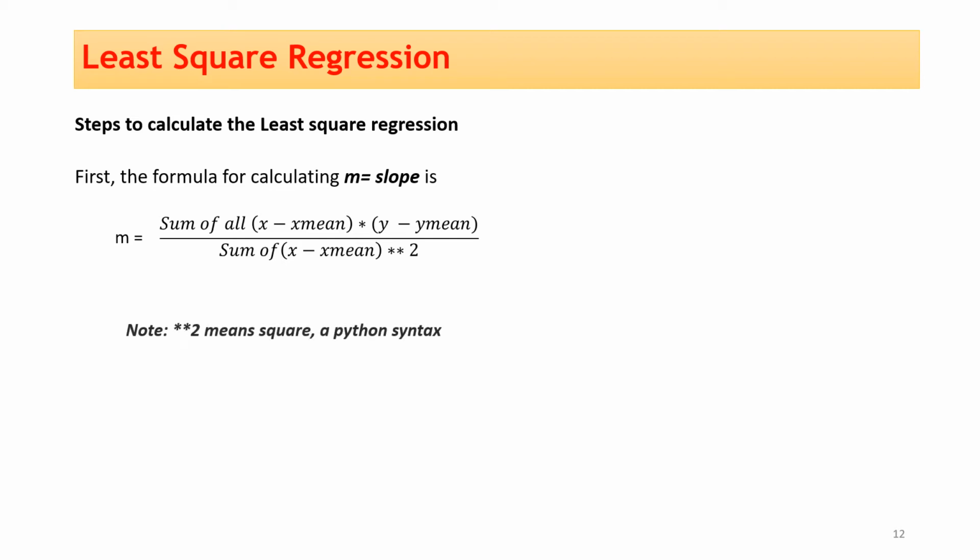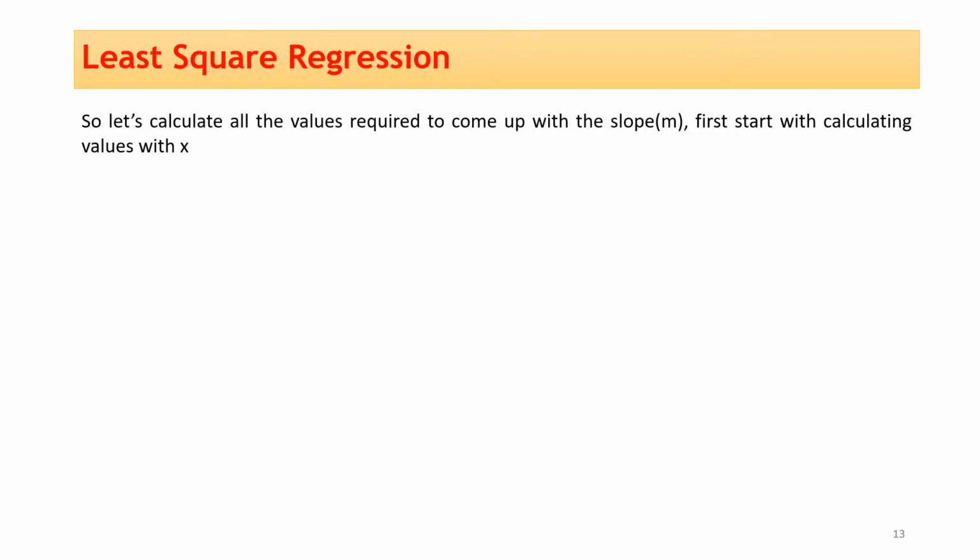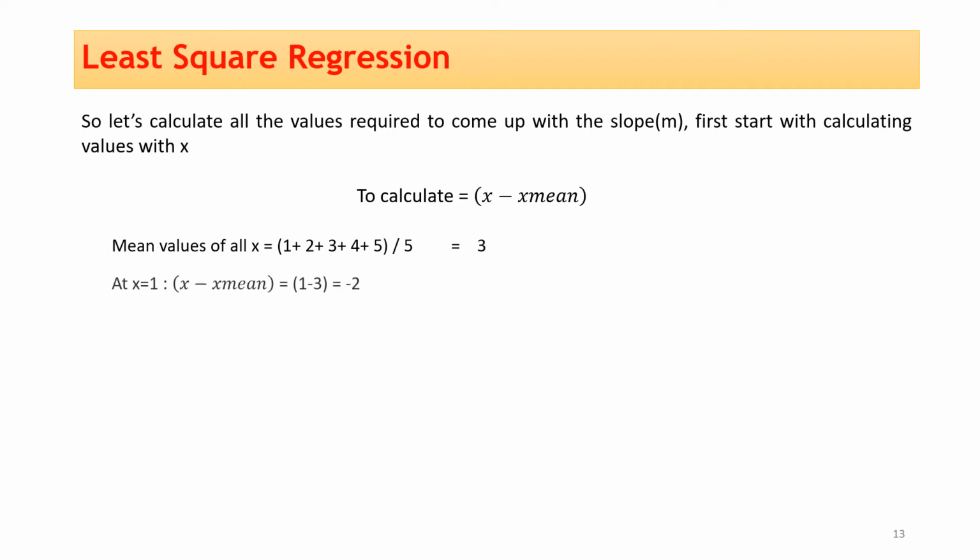Here, star star 2 indicates the square as Python syntax. So let's calculate all the values required to come up with the slope, that is m. First we will start with calculating x minus x mean with different values of x. First of all we will calculate the x mean by using the formula, that is 1 plus 2 plus 3 plus 4 plus 5 upon 5, which means 15 by 5, which is equal to 3, so our x mean is equal to 3.